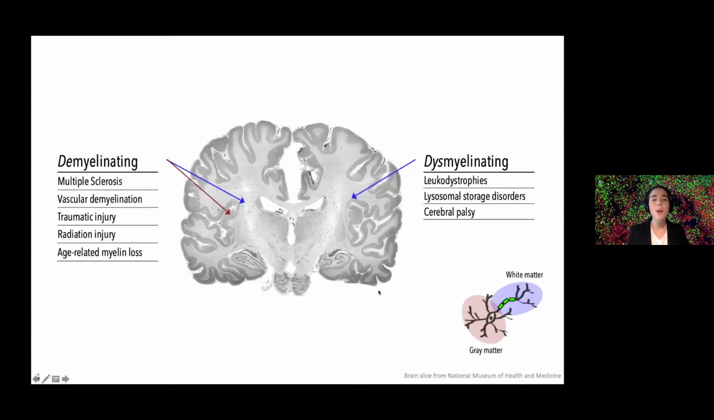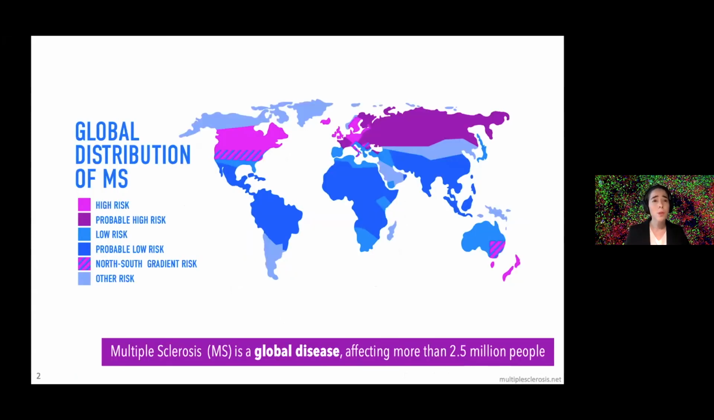So my work is motivated by the prevalence of myelin diseases in the central nervous system, which consists of the brain and the spinal cord. Multiple sclerosis is one of the most common of these diseases, affecting millions of people worldwide. And despite extensive efforts, we still don't have a cure for MS or any of the myelin diseases.